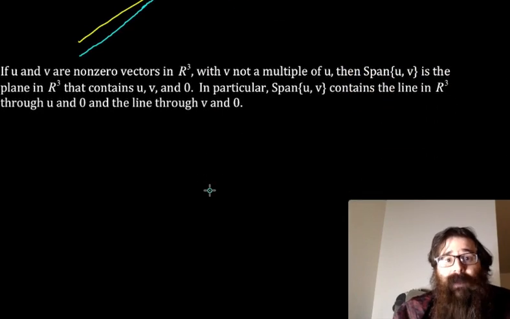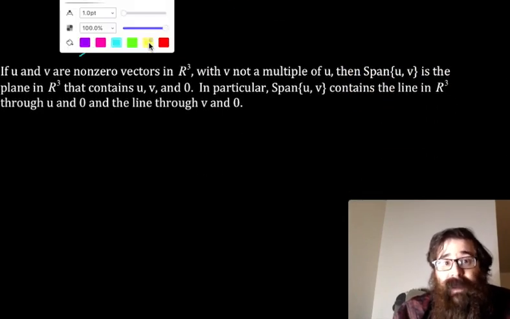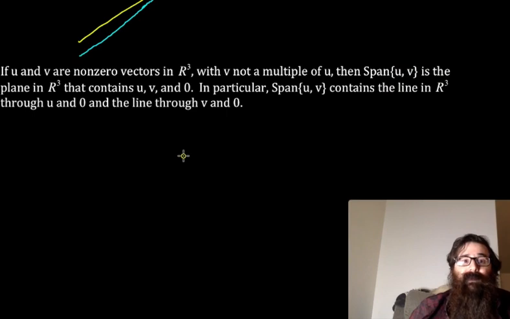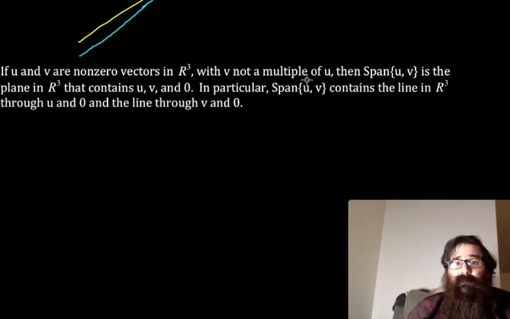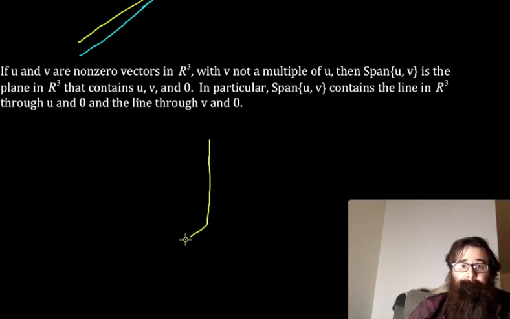What if I have 2 vectors, though, and they're not the same? So say if u and v are non-zero vectors in vector space R3, v is not a multiple of u, or vice versa, then the span of the vectors u and v is going to be a plane in R3, a plane in 3 dimensions, that contains vectors u, v, and the 0 vector. In particular, the span of these 2 vectors contains the line in R3 through the vector u and 0 vector, and the line through vector v and the 0 vector. Let's get a picture.